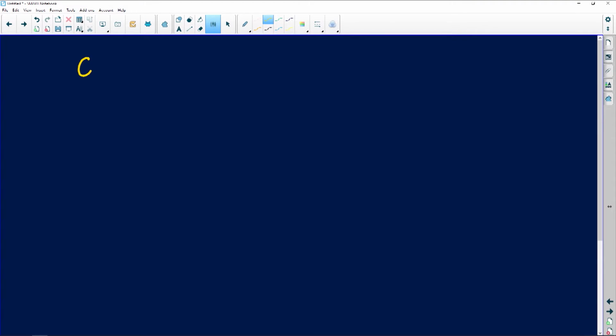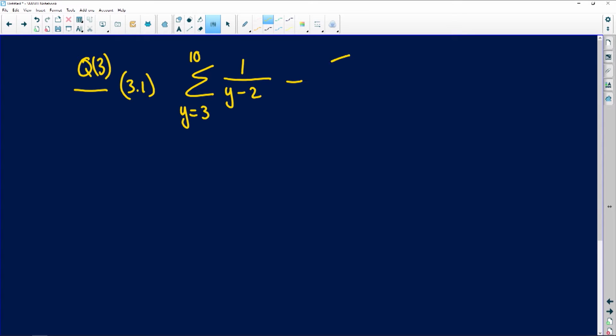So let's have a look. Question 3. Question 3 said the following. 3.1 says, without a calculator, determine the value of the following: the sum where y starts at 3 and ends at 10 of 1 over y minus 2, minus the sum where y starts at 3, ends at 10, of 1 over y minus 1. Now, folks, it's for 3 marks.